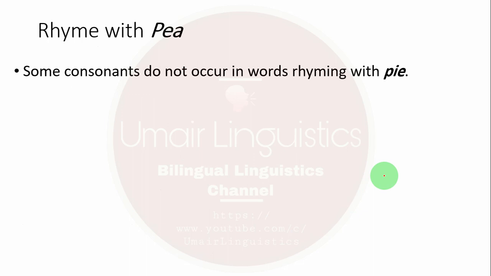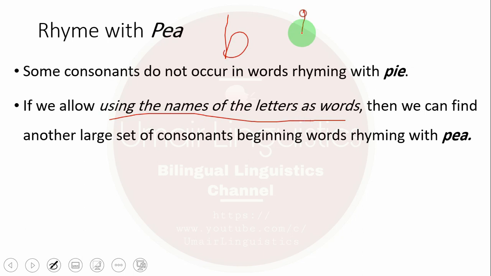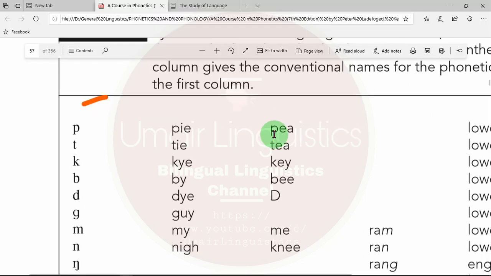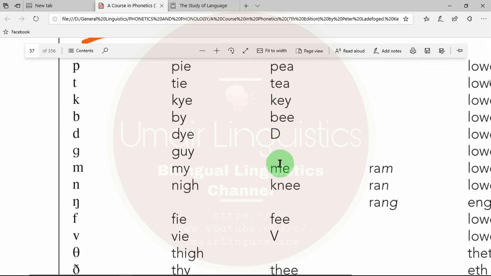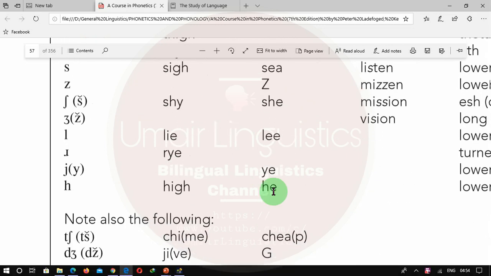Then we may have words which do not rhyme with pie, but which can rhyme with P, and we can have a large set of consonant-beginning words rhyming with P, if we allow using the names of the letters as well. In other words, if we use all these alphabets by their names, we can see that they rhyme with P. If we say B, D, P, G, in this way a large set can rhyme with P. Once again, just look at the table. In the third column we have he, tea, key, B, D, me, knee, fee, we, thee, see, the, she, lee, ye, he, chi, G.